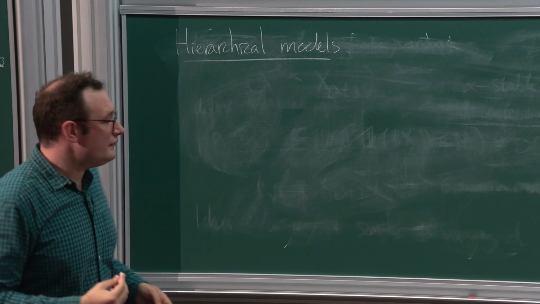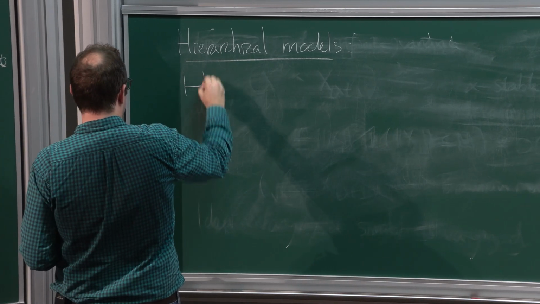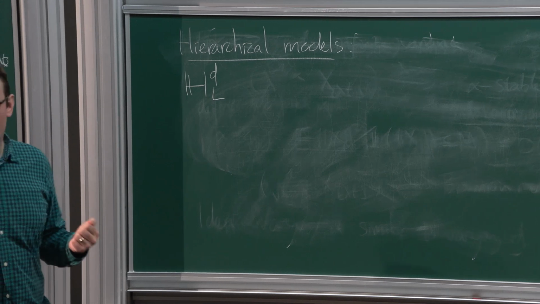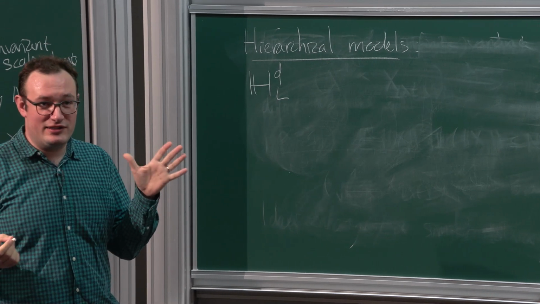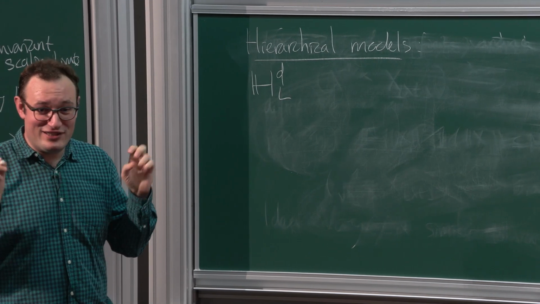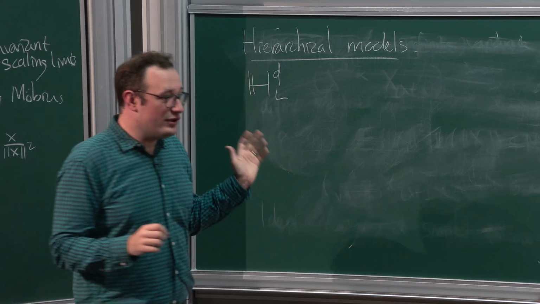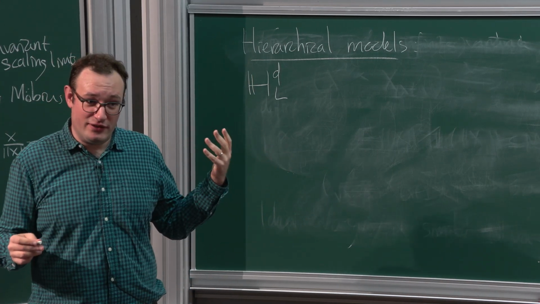Okay, so the d-dimensional hierarchical lattice is going to have this parameter L, which is sort of the arity of the hierarchical lattice, if you want. So how is this defined? It's going to be Z^d, but with a different metric.